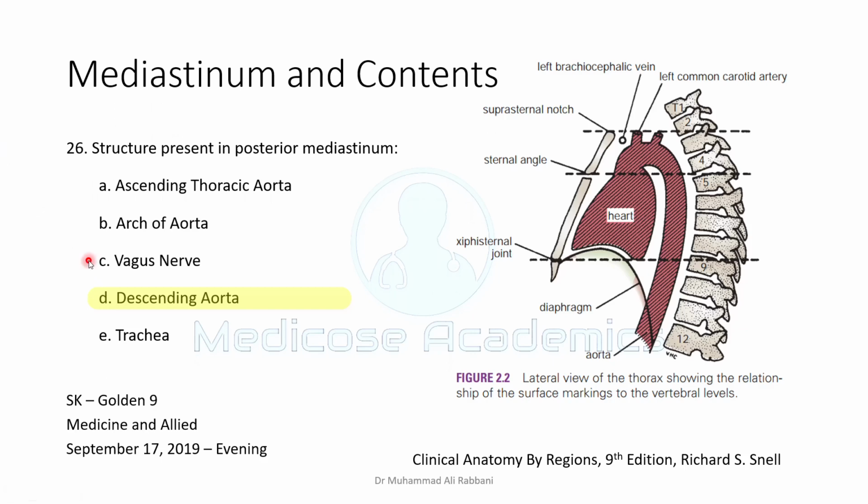The vagus nerve passes through the superior mediastinum, it passes onwards to the posterior mediastinum, and you must remember that it passes on either side of the esophagus, then it passes anterior and posterior to the esophagus, and through the esophageal opening enters the abdominal cavity. So both of these are correct, but because descending aorta is such a huge structure that is present here, you can give it priority when both are given in one option.